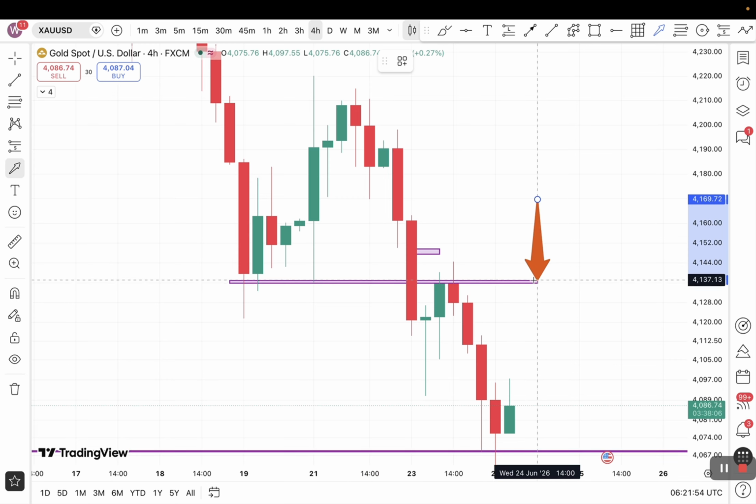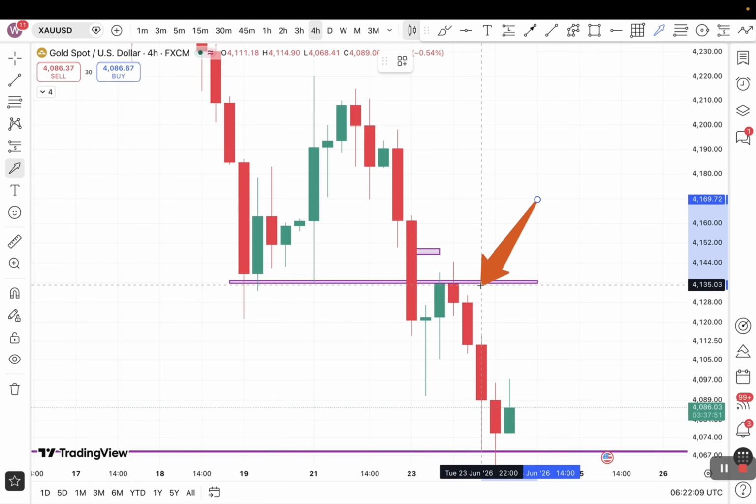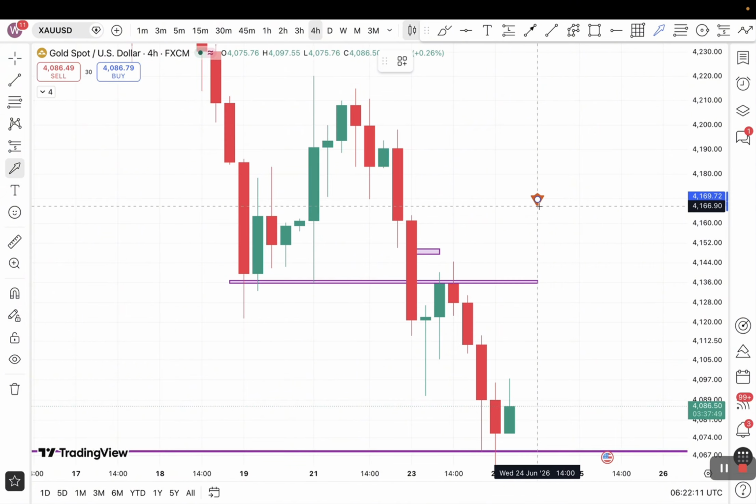I will show you on 15 minutes and 1 hour so that you can see it clearly on a lower time frame. Make sure you identify your trend on the higher time frame, it's very, very important. You can see the market has already broken the level, but I will show you on a smaller time frame right now.